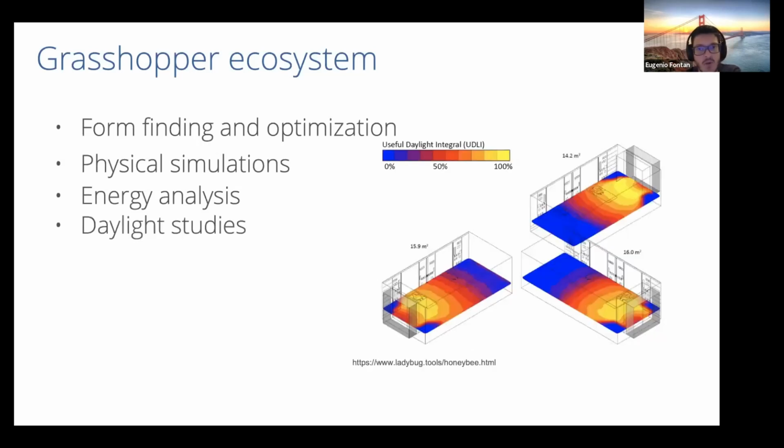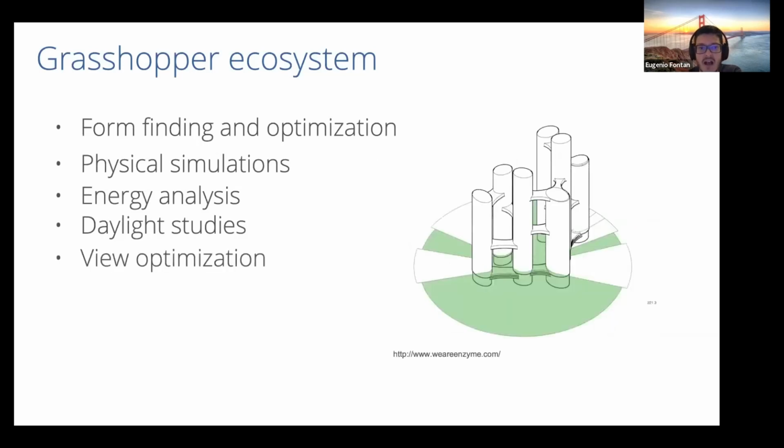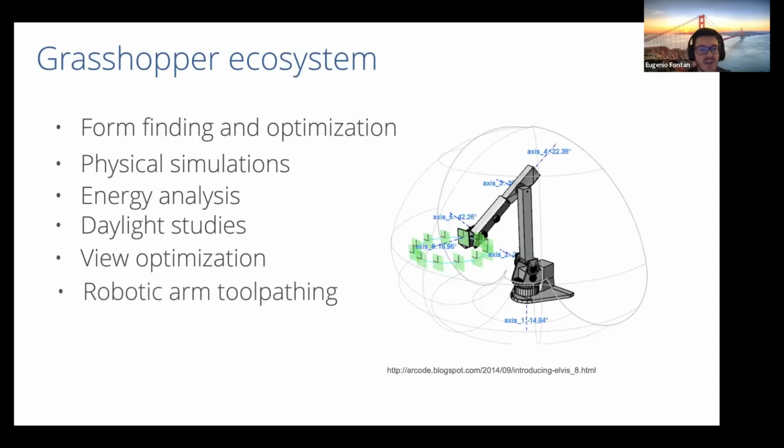Or how is the solar gain or the solar impact within a room? We can do sun studies. We can perform all sorts of analysis, trying to optimize what we look at. For example, view optimization. When we have several towers, or a complex design, we also can try to understand how the views from our project are, right?